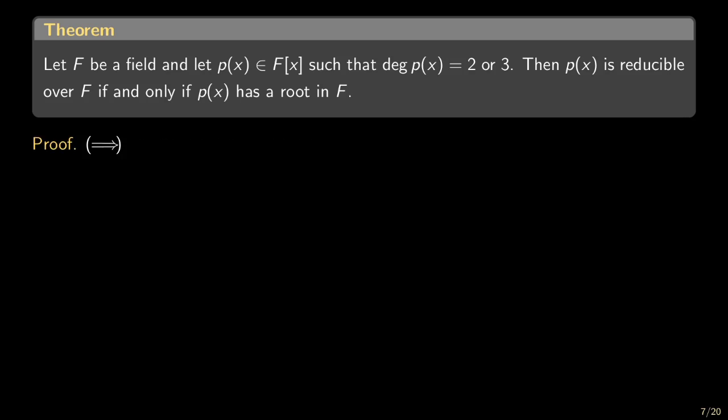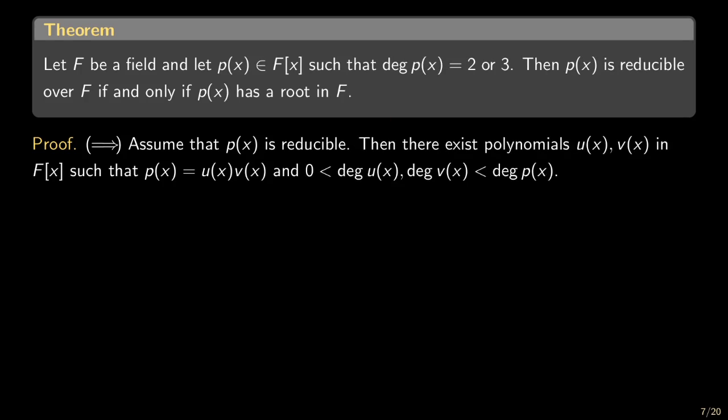But for the formal proof, let's do the proof of sufficiency. Okay. So assume that p of x is reducible over f. I forgot to write here "over f", just insert it here. Then, by the definition or by the remark, because f is a field, we can express p of x as a product of two polynomials, the degrees of which are greater than 0 but less than the degree of p of x. Right?